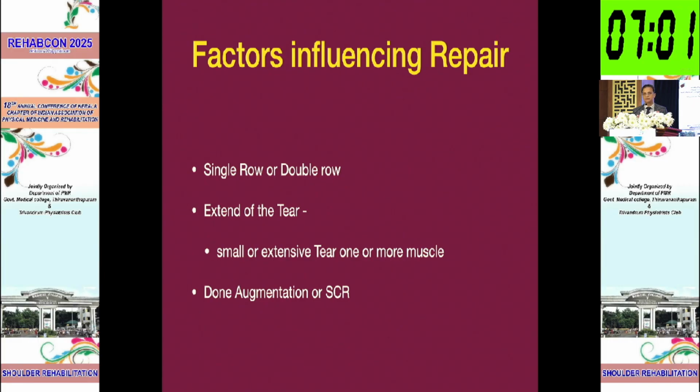And sometimes, if it is not possible to repair, we do augmentation or superior capsular reconstruction with an autograft, or sometimes we take the fascia lata and augment to support the superior capsular reconstruction.